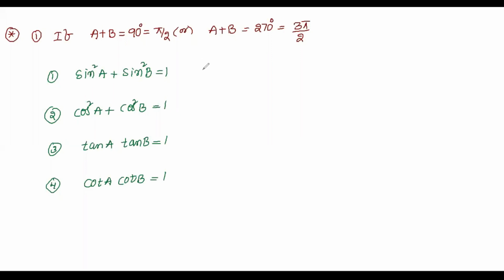So one by one, let us try to prove the first one. Already we know that, for example, I'll take A plus B is equal to 90. Now I'm trying to prove this. Similar thing you can do for 270 also. So A plus B is equal to 90 degrees or pi by 2. So from here, if A plus B is equal to 90, what is the B value? B is nothing but 90 degrees minus A. I can write like this.